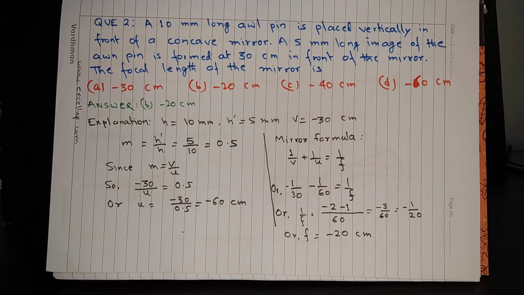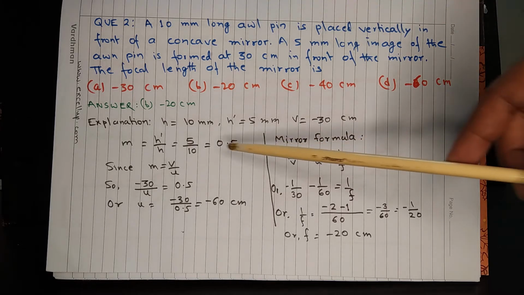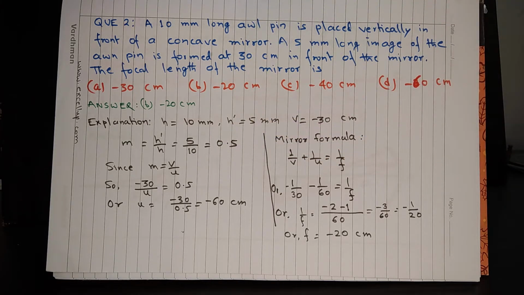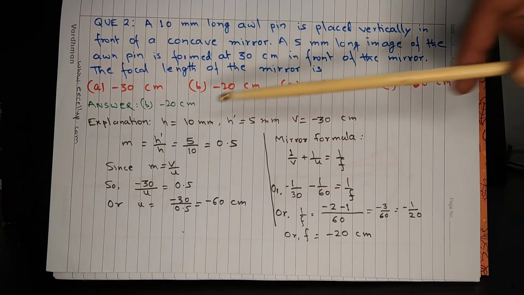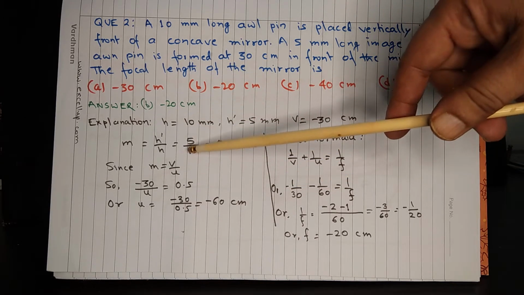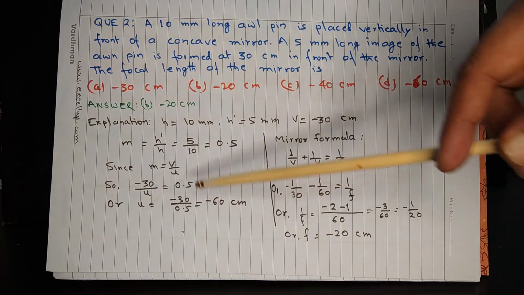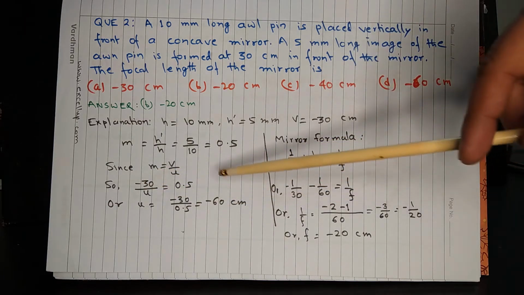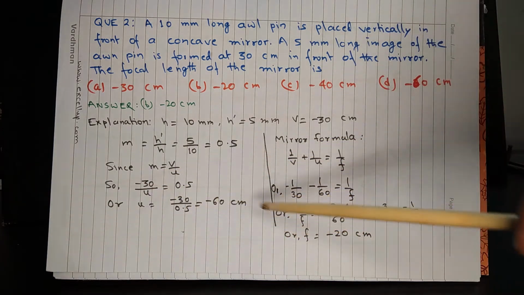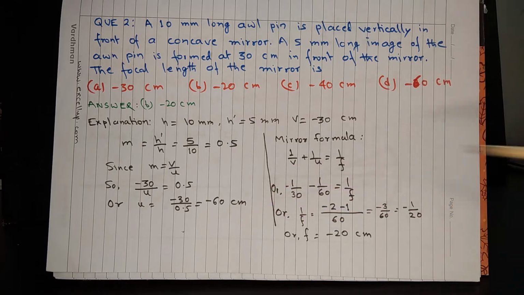So in this case, the height of the object is 10 millimeter and that of the image is 5 millimeter. So magnification is 5 upon 10 is equal to 0.5. And we know that magnification is also equal to V upon U, that is image distance and object distance. So putting this value, we can find object distance. So minus 30 upon U is equal to 0.5 and U is equal to minus 60 centimeter.